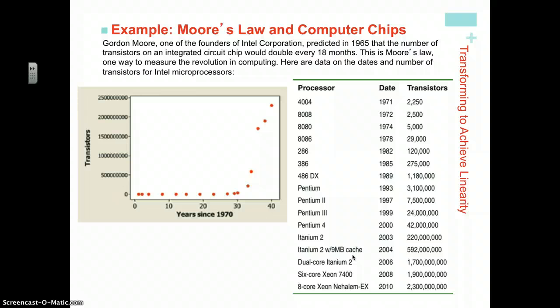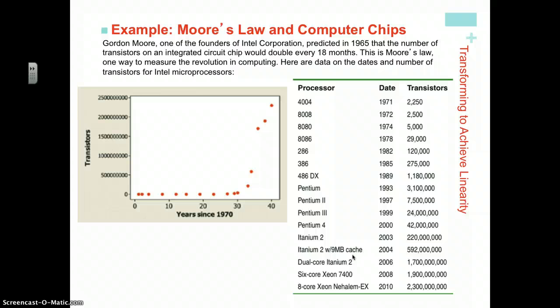Okay, so a quick example I'm going to walk you through here, showing an exponential model. Moore's law and computer chips. Gordon Moore, one of the founders of Intel Corporation, predicted in 1965 that the number of transistors on an integrated circuit chip would double every 18 months. This is Moore's law, one way to measure the revolution in computing. Here are the data on the dates and the number of transistors for Intel microprocessors.